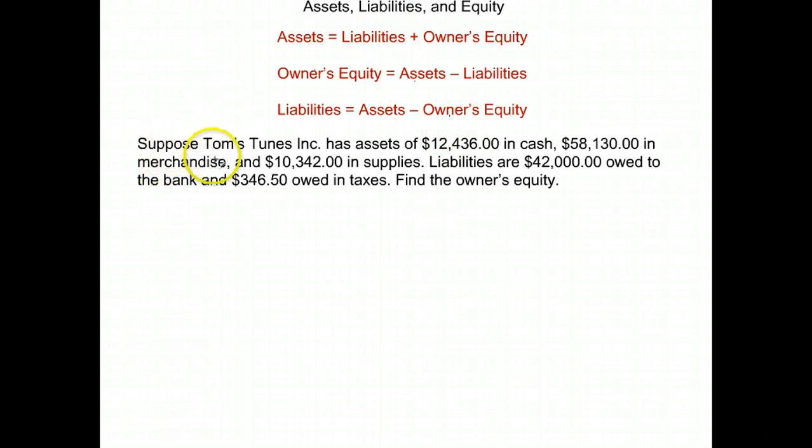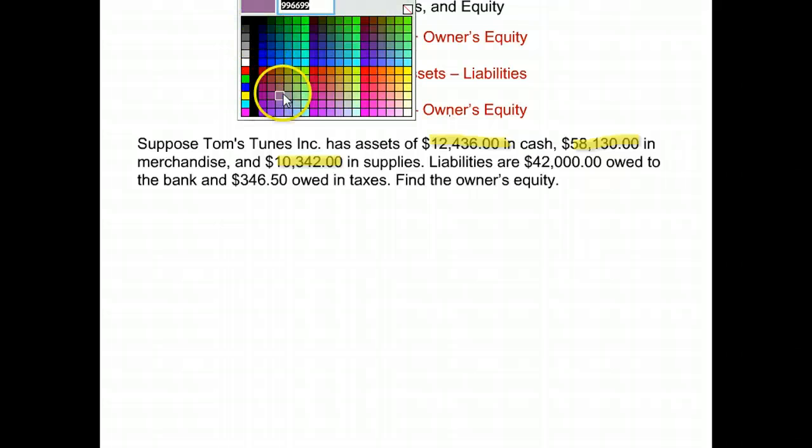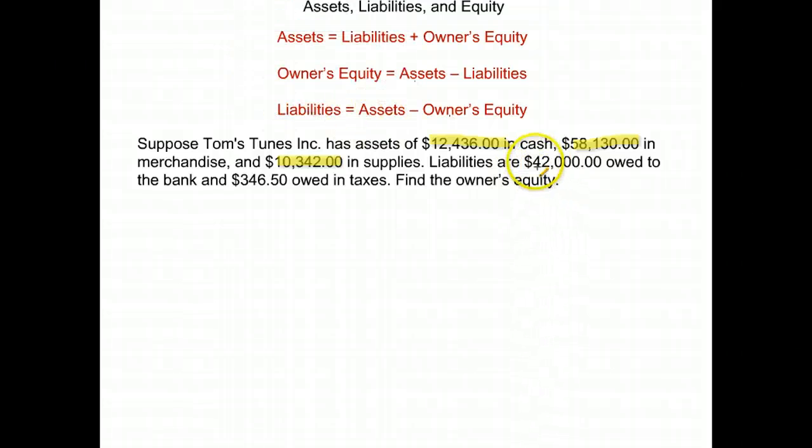Okay, so here is Tom's Tunes. They have assets of, and notice assets are not just one thing. They can be cash. So this person has some cash. They can be merchandise that you've already purchased and is in your store. They can be supplies that you have to work with. Those are all things that are assets. The liabilities, like I said, are things you might still owe on. So there's $42,000 that's owed to the bank, and then there's $346.50 in taxes. They want to know what's the owner's equity.